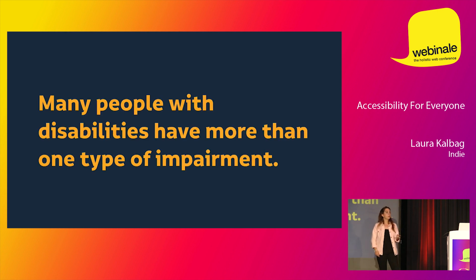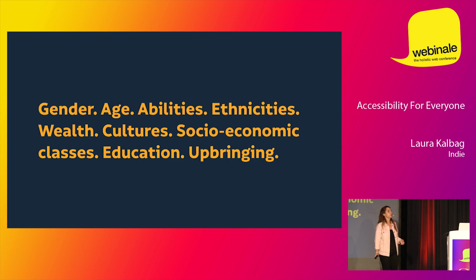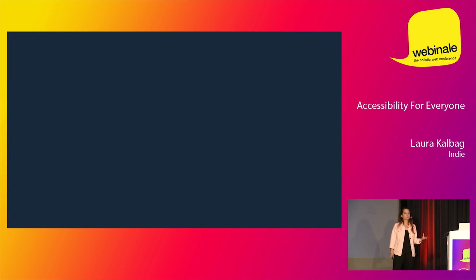And not only that, many people with disabilities have more than one type of impairment. Impairments often intersect with other parts of our lives as well, creating new needs, and those intersect with our personal needs. So things like gender, age, abilities, ethnicities, all of these things intersect with our impairments too and make them either easier to live with or much harder. And this really emphasizes our need to see people as more than just a label based on a visible impairment. We are all complex beings.